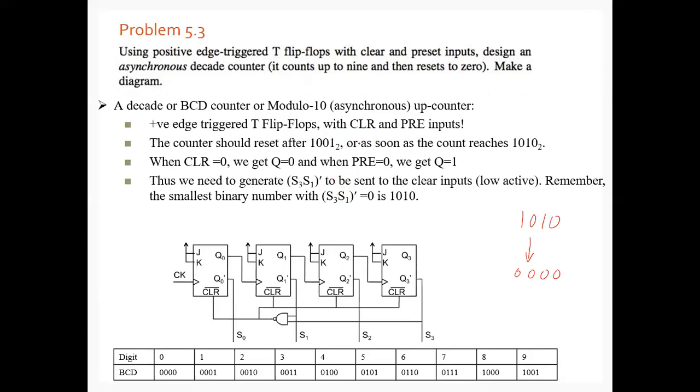Yeah, go ahead. I have a question about the third bullet point down. It says when clear equals 0, we get Q equals 0. So does that mean when clear is 0, that's when it clears the numbers, or does clear have to equal 1? Is it a positive or a high or a low input? This is low active, okay? I should have put the bar here. Sorry. Good catch. This is low active, okay? Did I answer your question? Yeah, definitely. Okay, thank you.